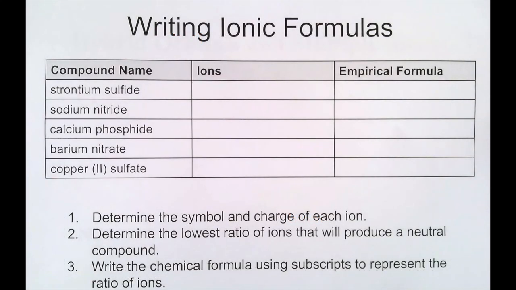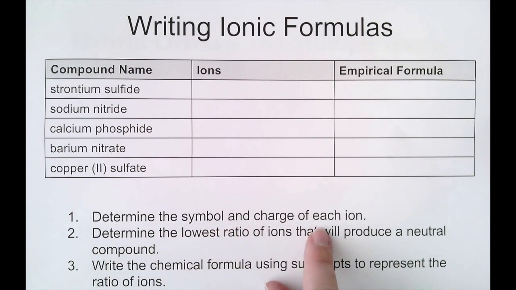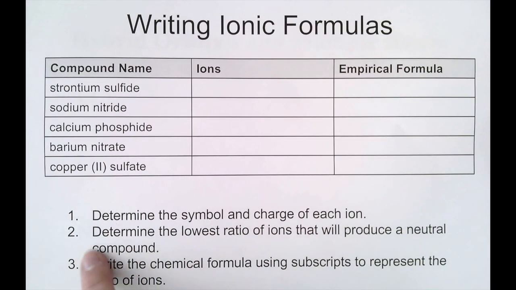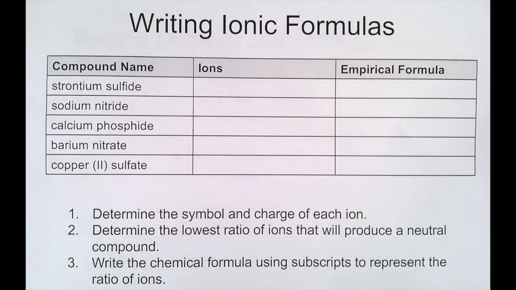Now let's talk about how we write the formulas for ionic compounds. The first thing you're going to want to do is determine the symbol and charge of each ion. Then figure out what the lowest ratio of ions is that's going to give you a neutral compound, meaning that the charges of the ions will add up to be 0. Lastly, we're going to write the chemical formula using subscripts to represent that ratio of ions. So let me show you what we mean here.